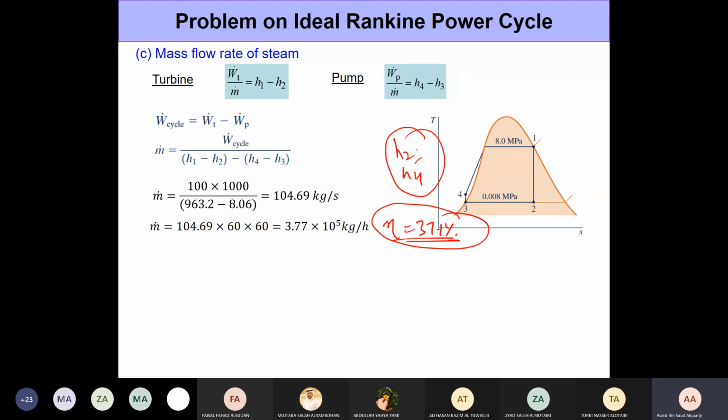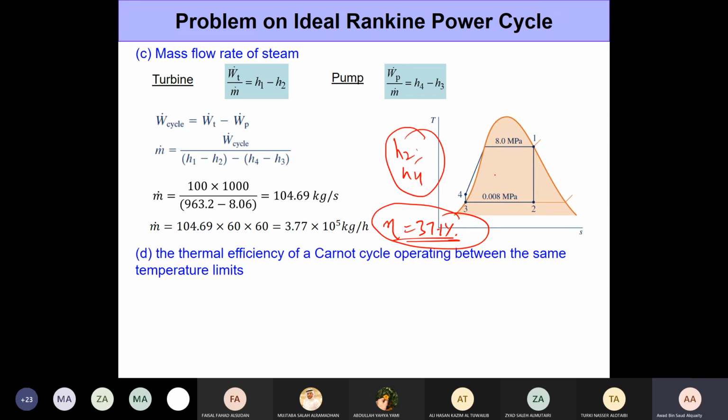So before we decide what changes we need to make to make this power plant more efficient, it's a good idea to calculate the Carnot efficiency, right? Because Carnot efficiency would be the maximum efficiency for the temperature limits that we're looking at. So when we talk about part D, here we need to calculate the thermal efficiency of a Carnot cycle, which operates between the same temperature limits.